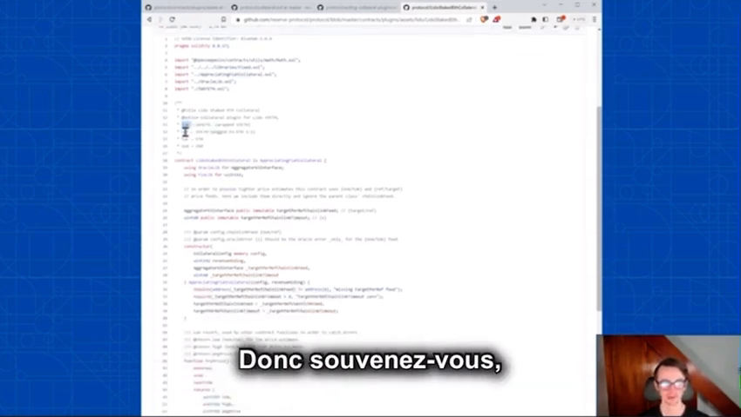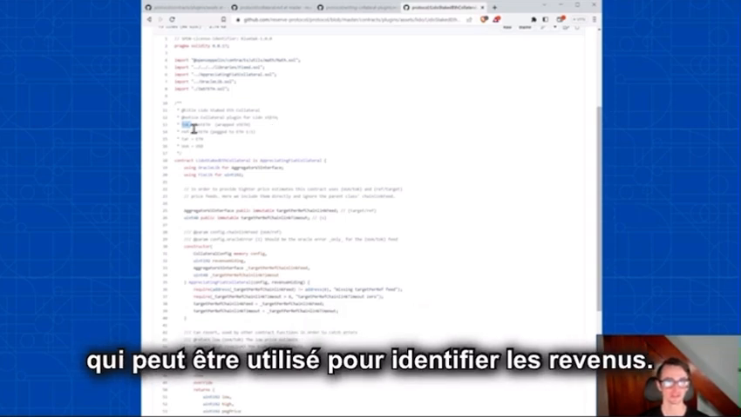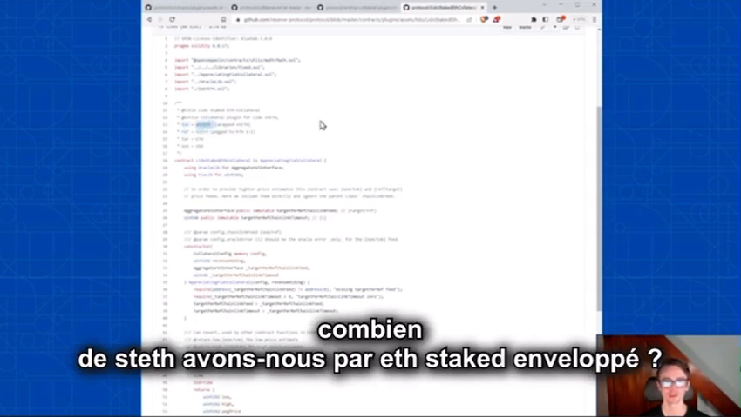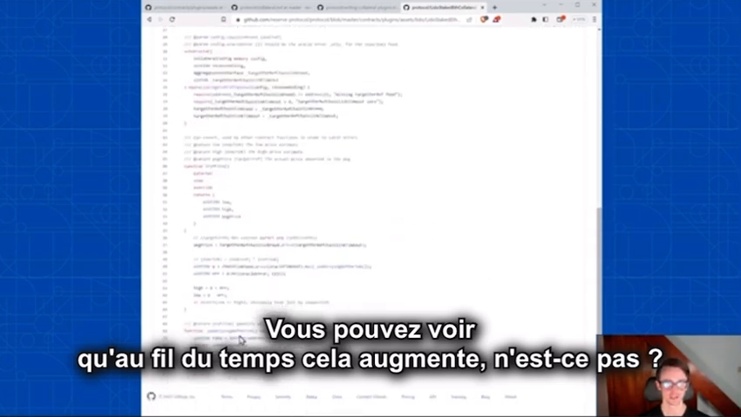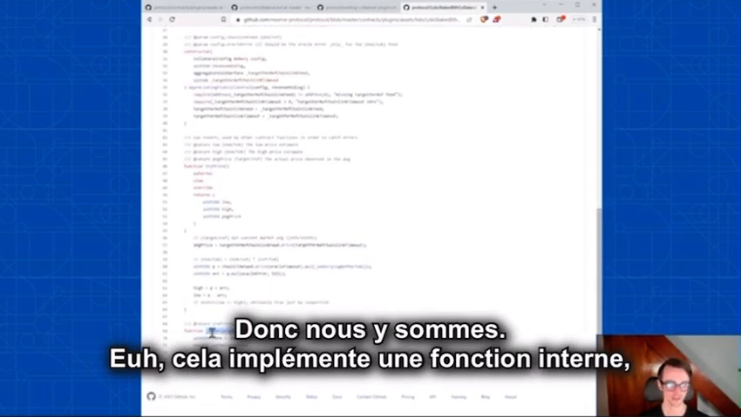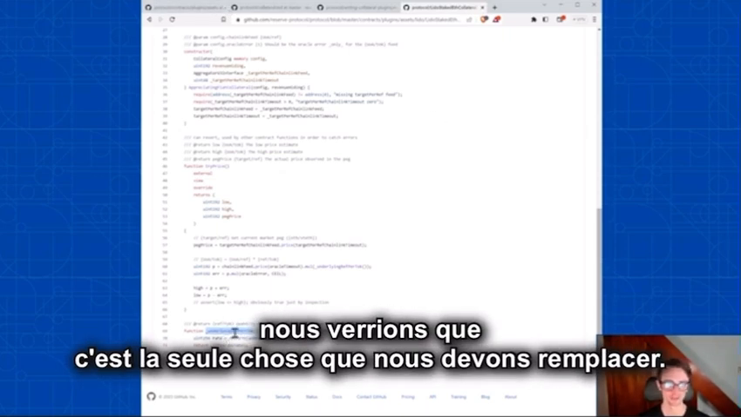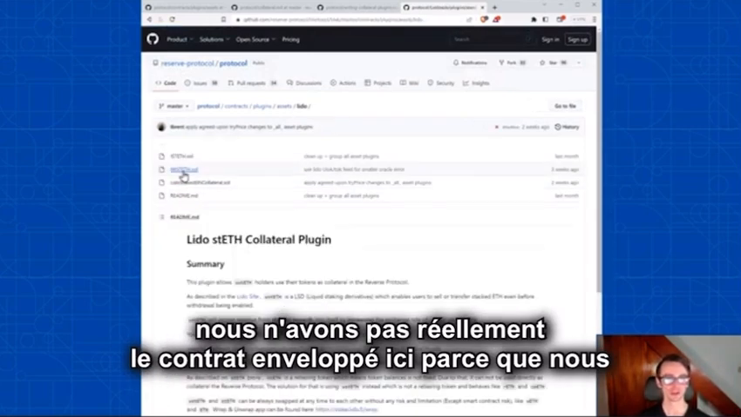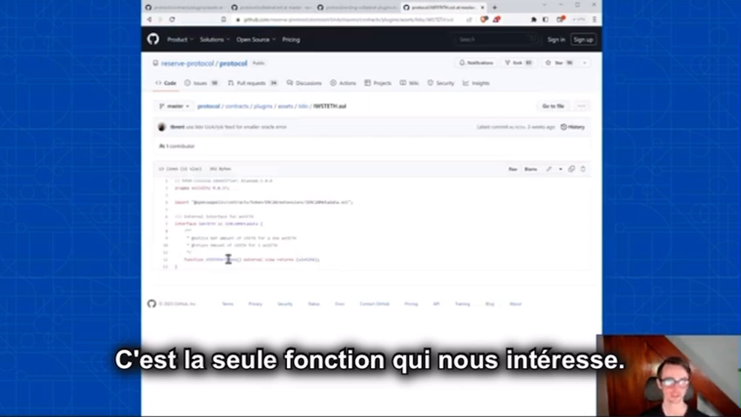This means, so remember, ref per tok is the fundamental exchange rate of the protocol that can be used to identify revenue, right? Ref per tok. How many stETH do we have per wrapped staked ETH? You can see that over time that is increasing, right? So here we are. This is implementing an internal function because if we read appreciating fiat collateral closely, we'd see that this is the only thing we need to override. But you can see it basically returns stETH per token, which if we grab, we don't actually have the wrapped contract here because we don't need it. We just need the interface. This is the only function we care about.